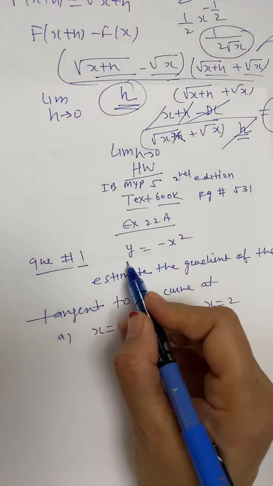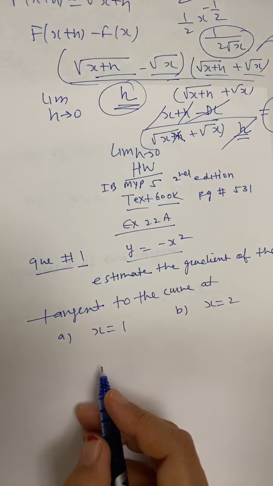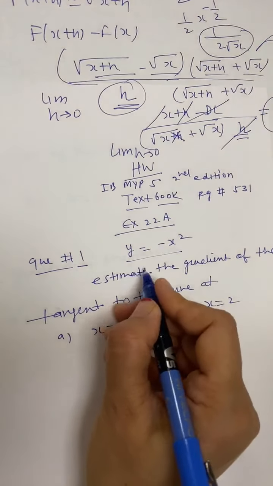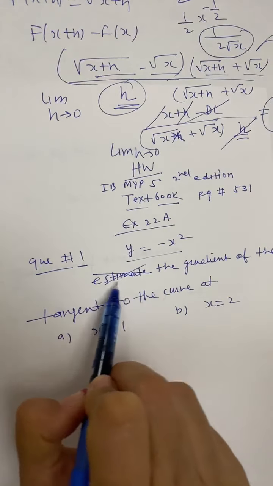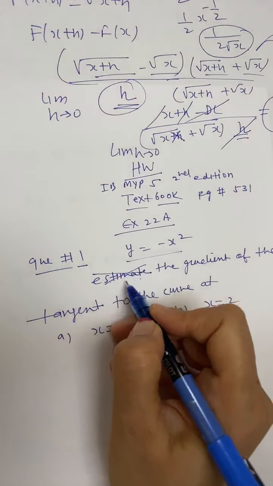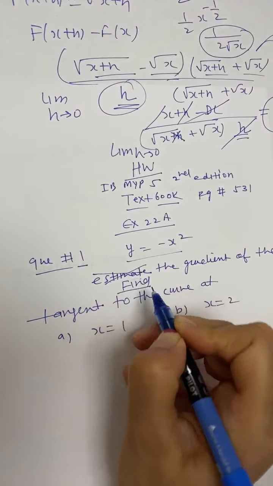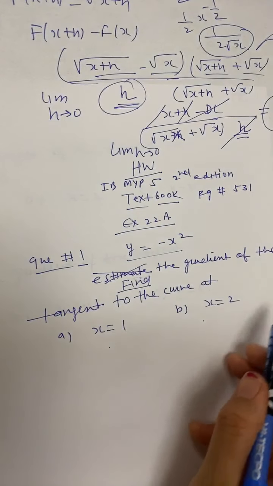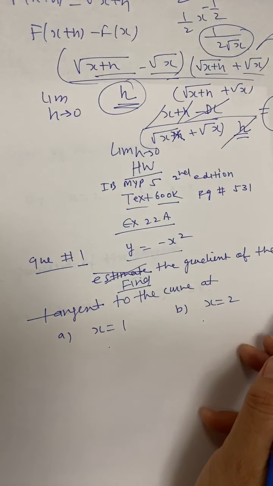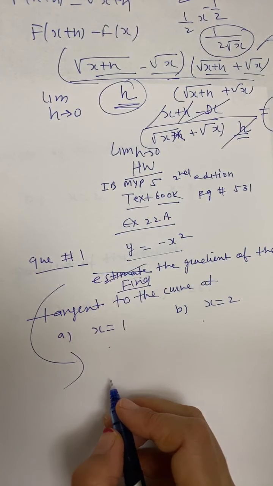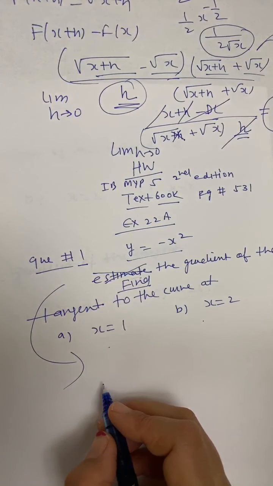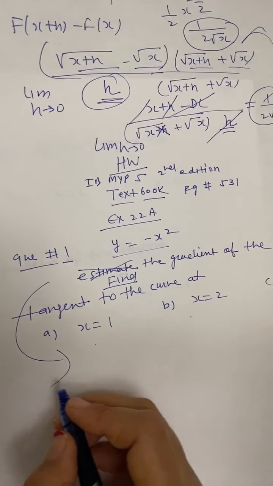They said y is equal to minus x squared. Estimate the gradient of the tangent to the curve at this point. This is from your textbook. I'm not going to write estimate; I'm going to say find the gradient here at x is equal to 1, at x is equal to 2, x is equal to 1 and a half. I'm not using first principle here, but if you want, you can practice with first principle also. But always do first principle when they ask you to, otherwise you just use the formula.